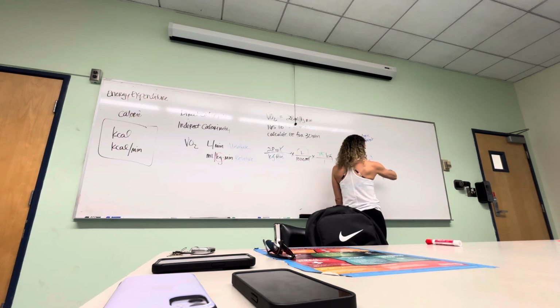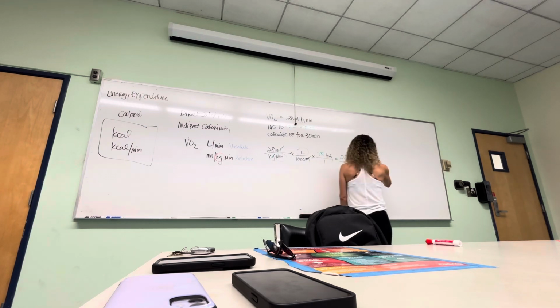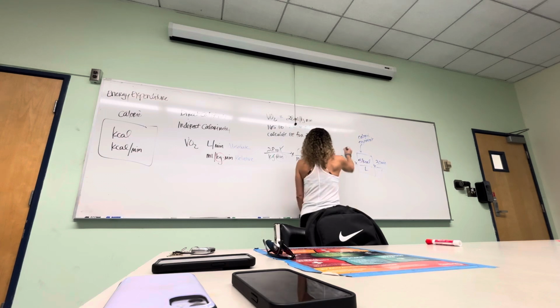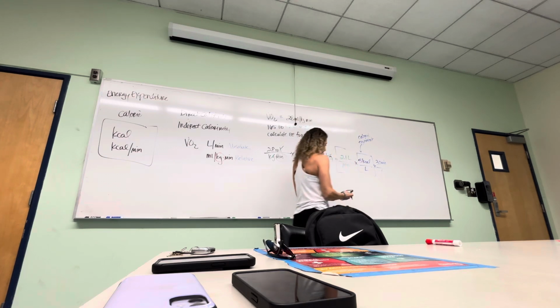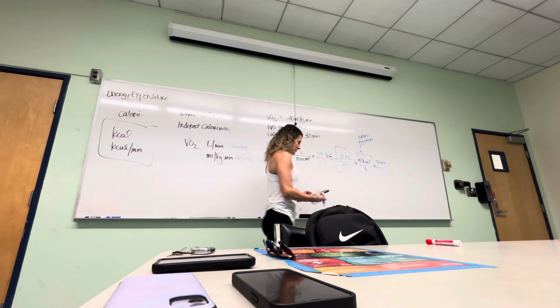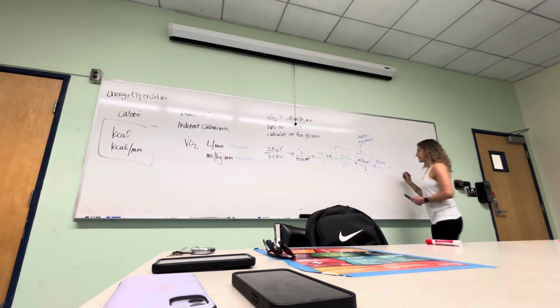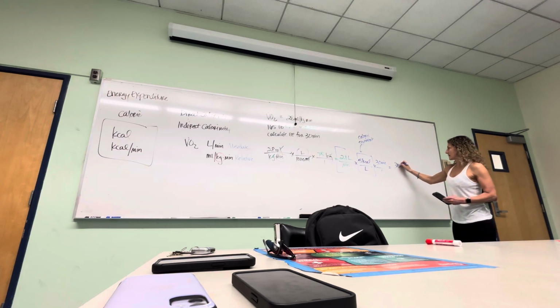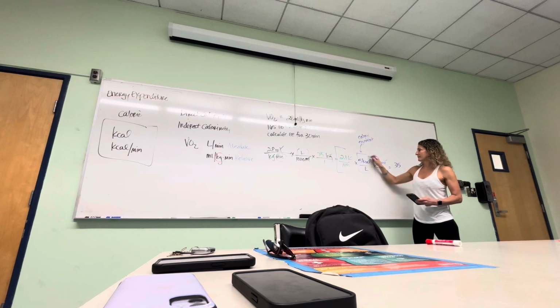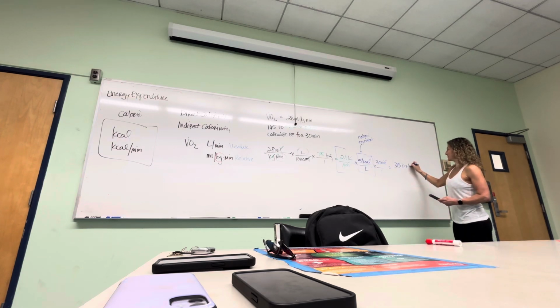Can we add the minutes on here, or do you want to do that separately? You okay with me just putting it on the end of this? Yeah. Times 30 minutes. Okay, so now we're doing 2.1 times 5 times 30. What'd you get? 315. Okay, what's the unit? Calories in 30 minutes.